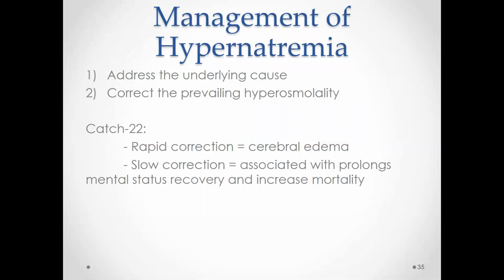Okay, so the number 1 thing we do is address the underlying cause. Number 2 is correct the prevailing hyperosmolality. The problem is if we correct too fast, we develop cerebral edema. If we do it too slow, as we looked at before, there's increased mortality.